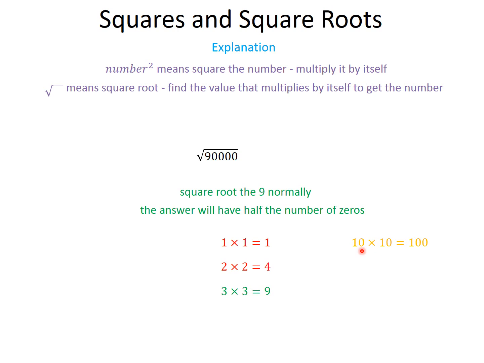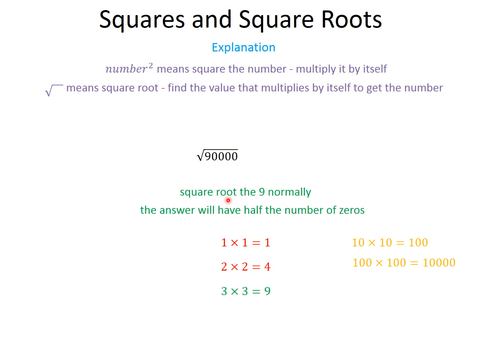Notice that all that happened is the number of zeros doubled there when I went 10 times 10. And if I go 100 times 100, that's got 2 plus 2, which is 4 zeros. Notice that each time the number of zeros is doubling. So if I'm looking for a number that times by itself to get to this one that's got 4 zeros, I know the number I'm multiplying must only have 2 zeros, because when I multiply it by itself, it always doubles the number of zeros.